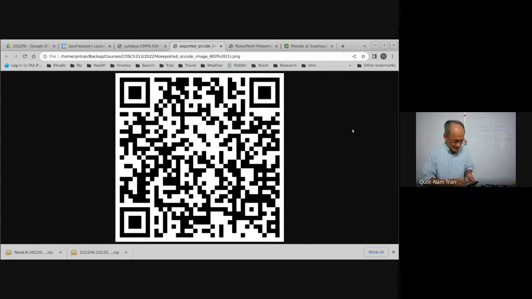Okay, so I have it here. I use my cell phone and scan the QR code, and just fill in, so I know when we will start the training.